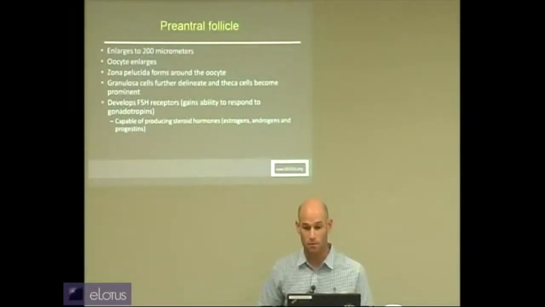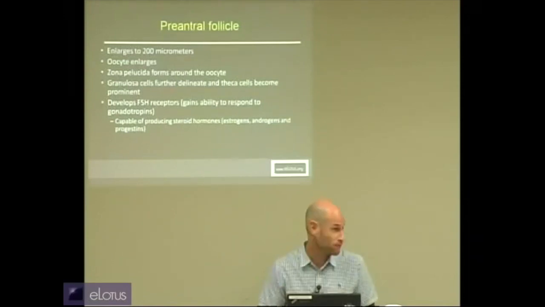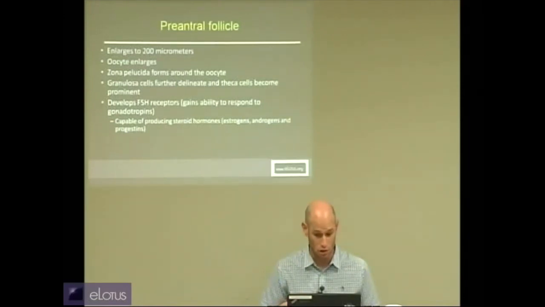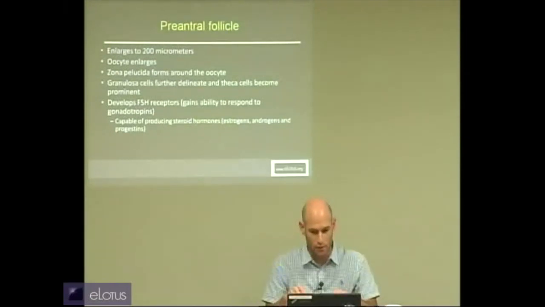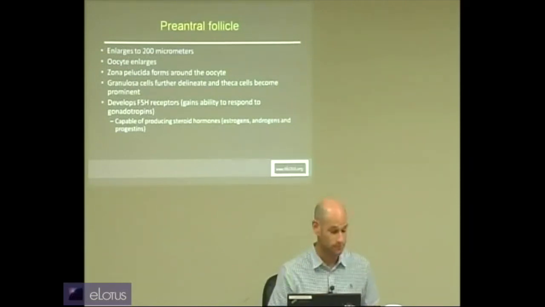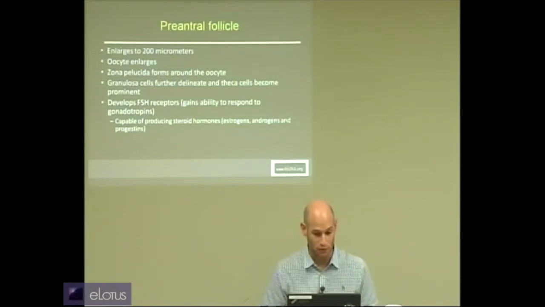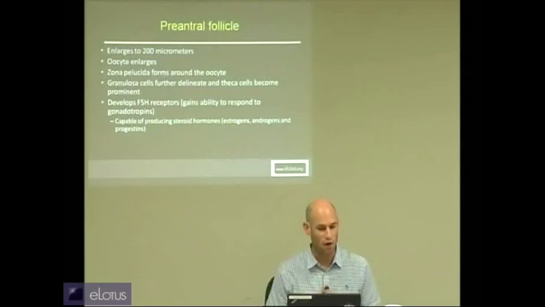Now, from the primary follicle to a preantral follicle, we get greater enlargement. The egg itself goes from being 50 microns in diameter to getting larger to that 100 microns. There's a structure called the zona pellucida that begins to form, which is a clearing around the oocyte. The granulosa cells further change and theca cells begin to form. Theca cells are the cells that produce androgens. And at this point, we develop the FSH receptors. Now, FSH stands for follicle stimulating hormone.